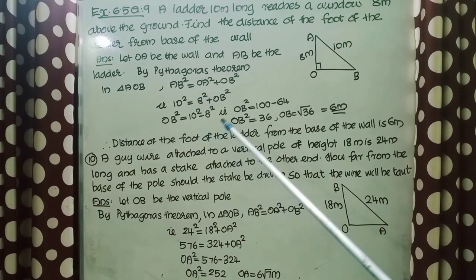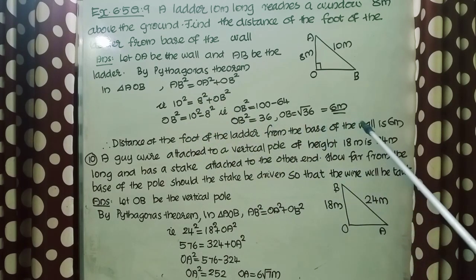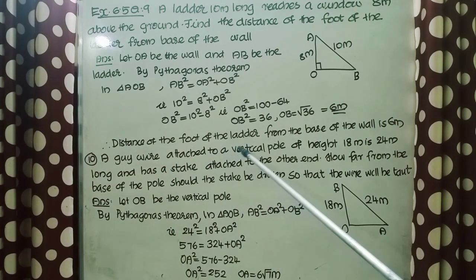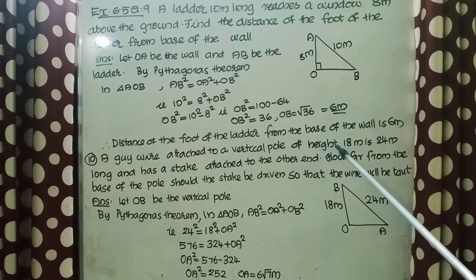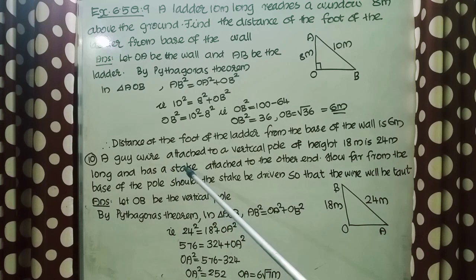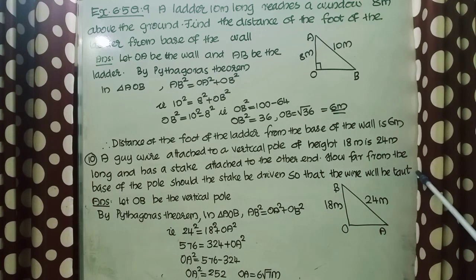Therefore, the distance of the foot of the ladder from the base of the wall is 6 meter. A guy wire attached to a vertical pole of height 18 meter is 24 meter long and has a stake attached to the other end. How far from the base of the pole should the stake be driven so that the wire will be taut?